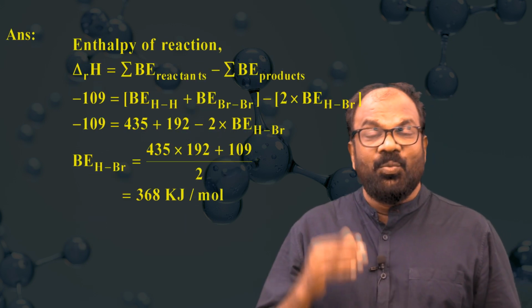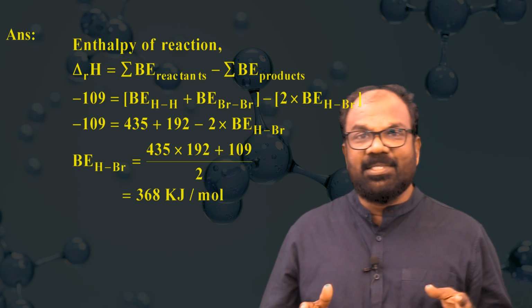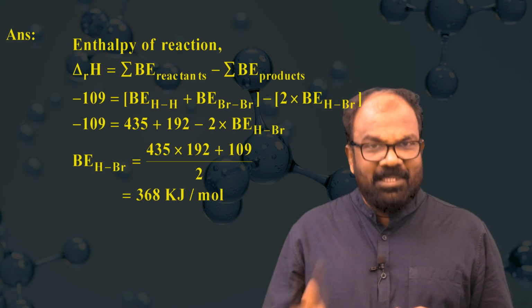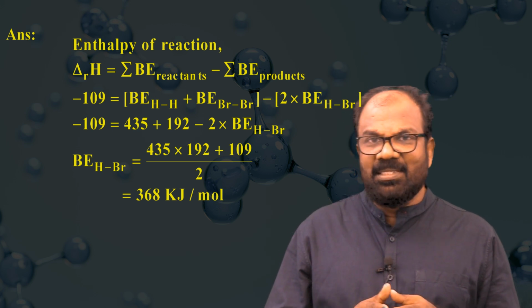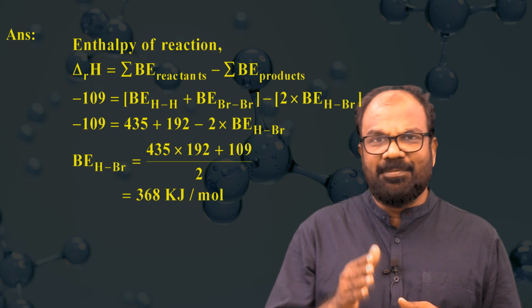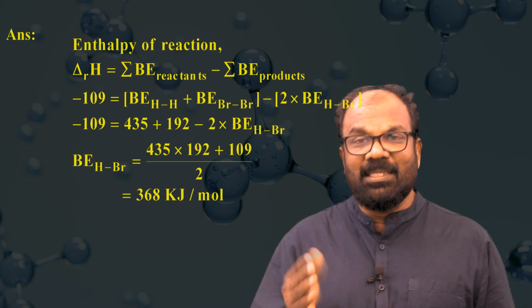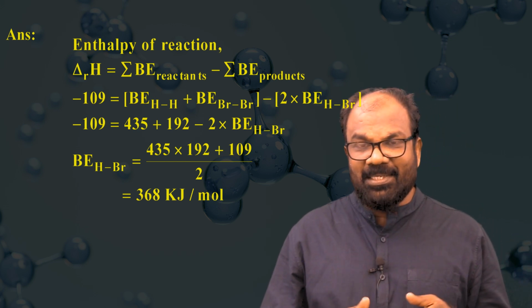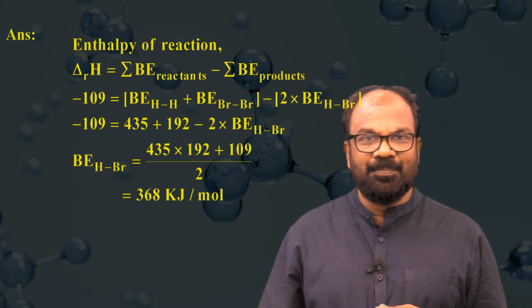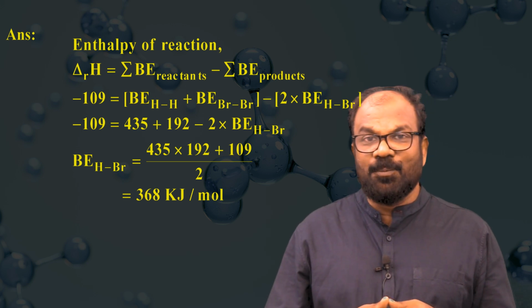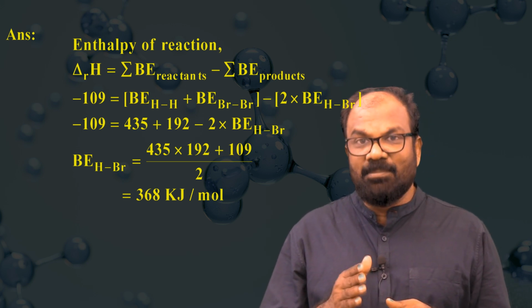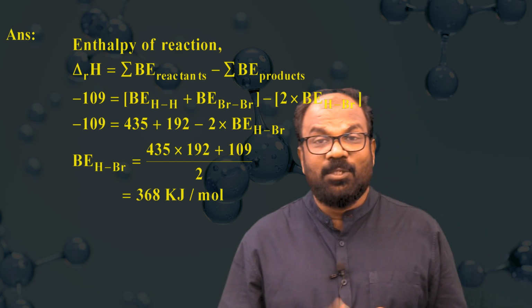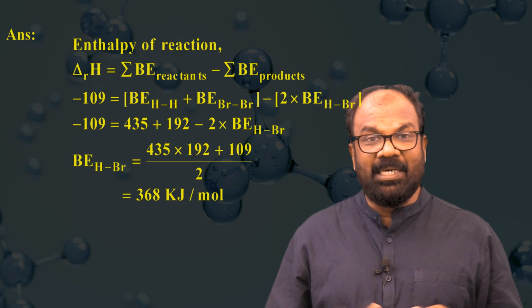Listen here. We know we can calculate the enthalpy of a reaction from the bond enthalpies of both reactants and products. That means the enthalpy of reaction delta RH is equal to the sum of bond enthalpies of reactants minus the sum of bond enthalpies of products. Here in this reaction H2 and Br2 are the reactants and HBr is the product. So delta RH is equal to bond enthalpy of the H-H bond plus bond enthalpy of the Br-Br bond, the whole minus 2 into bond enthalpy of HBr.